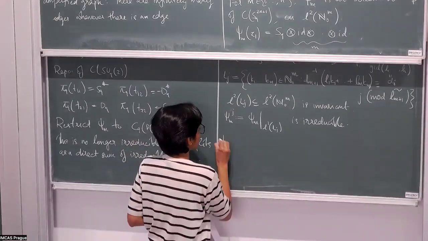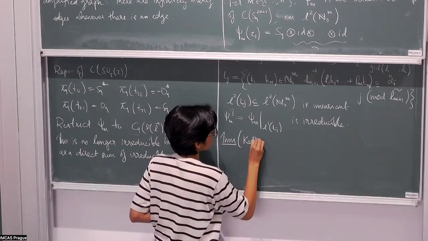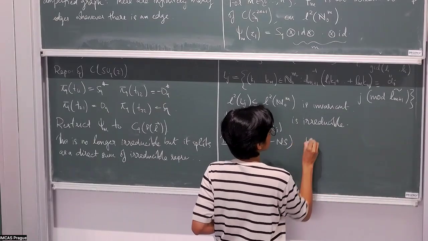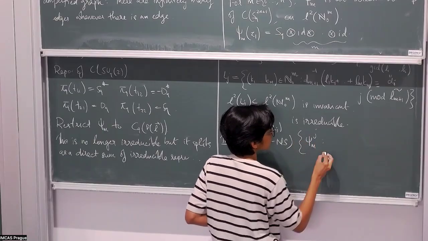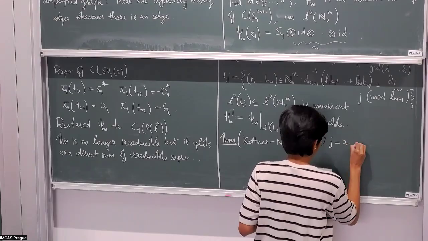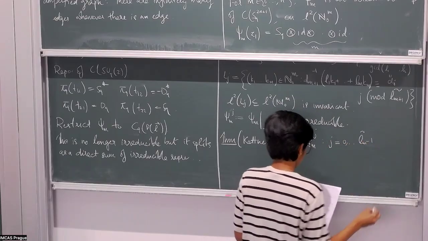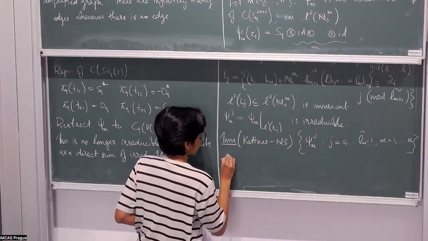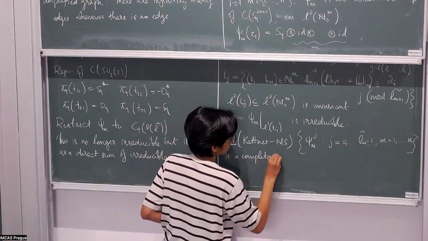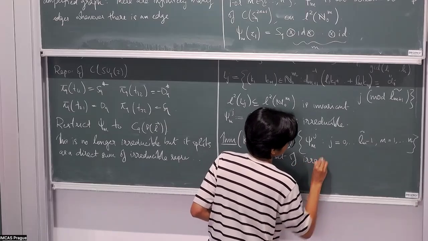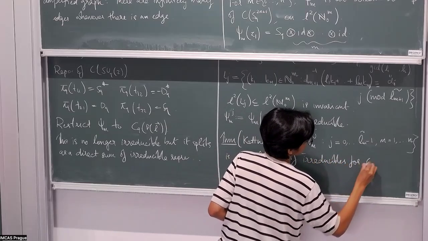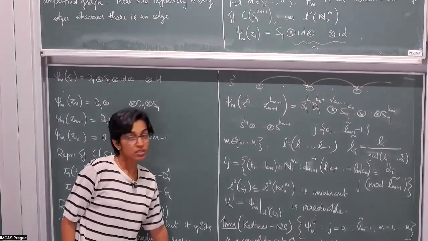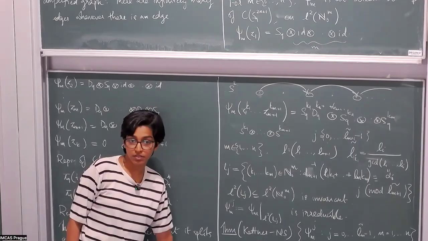So we have the following result. The psi j, such that j equals 0 to L tilde minus 1, n equals 1 to n, is a complete set of irreducibles for C Q of P of A. If you have any questions about this, please feel free to ask now.